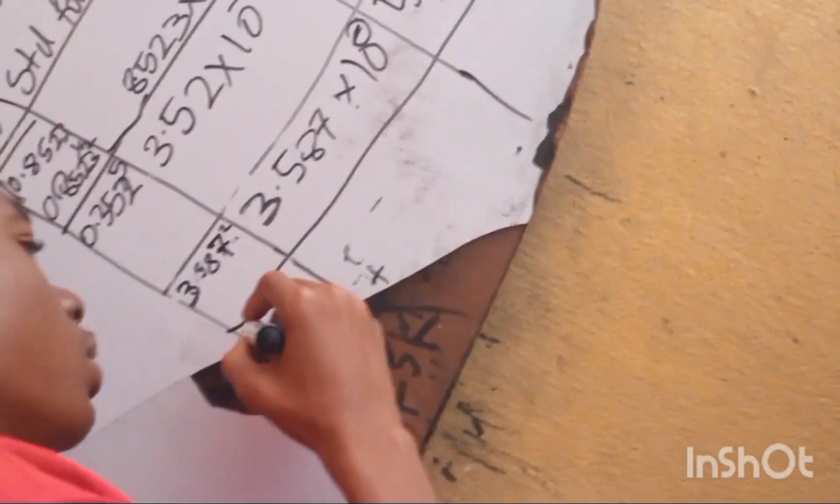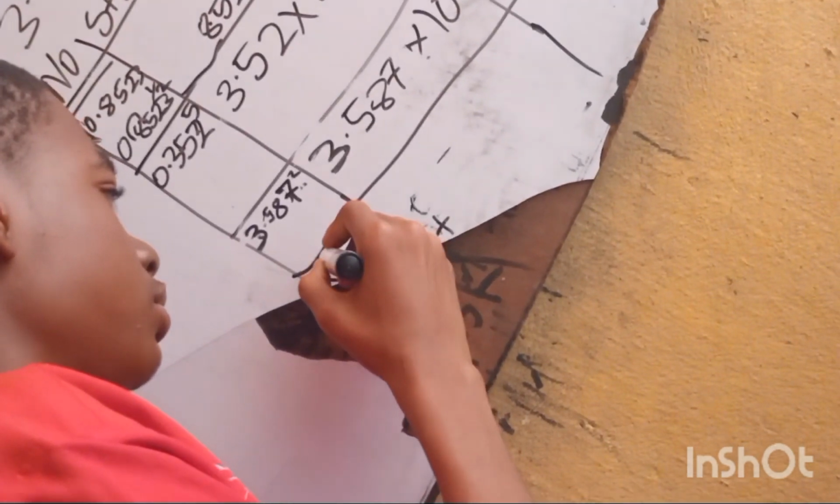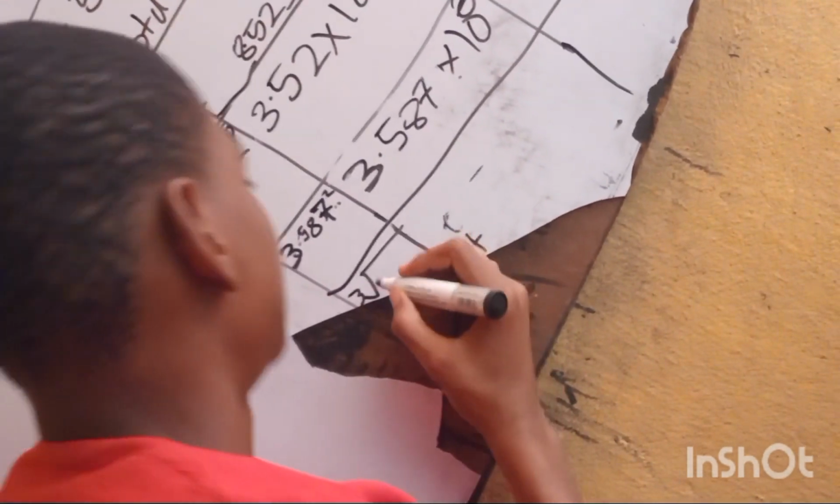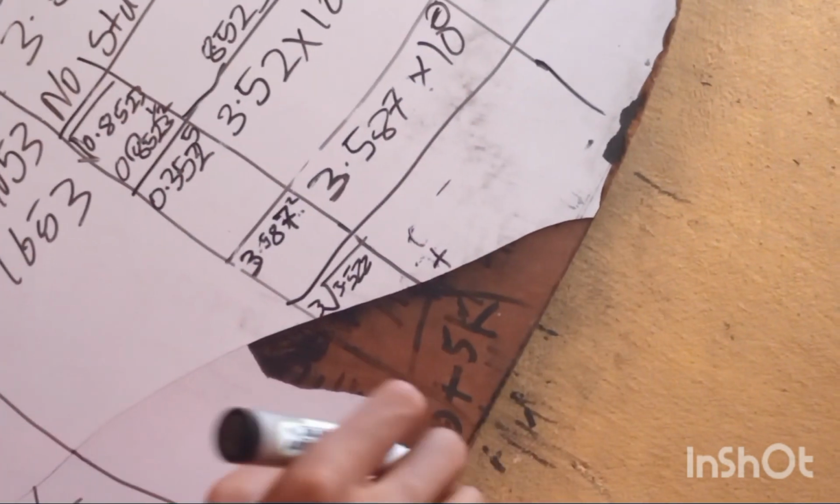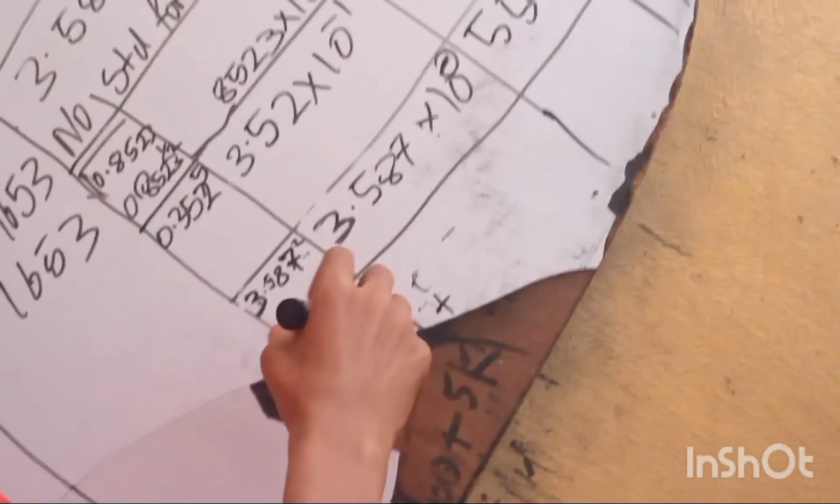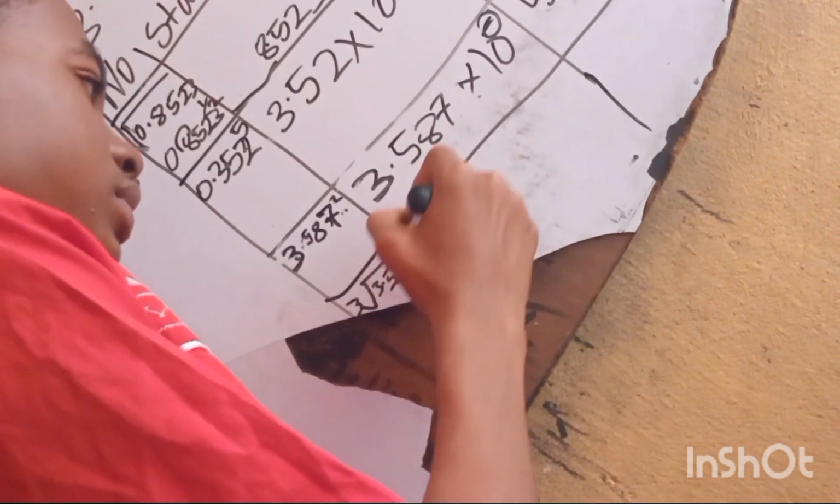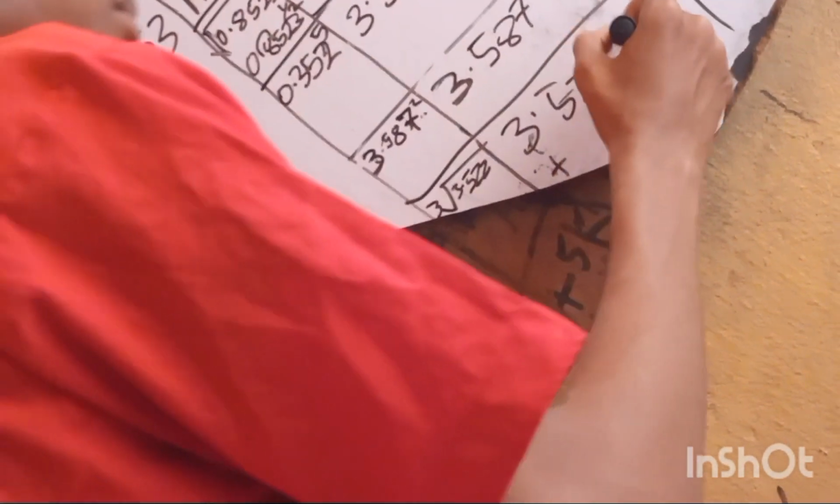Now to look for the logarithm of the final number, I have the cube root of 3.522. Now look for the standard form of this. It becomes 3.522, that is the standard form times 10 raised to the power 0.